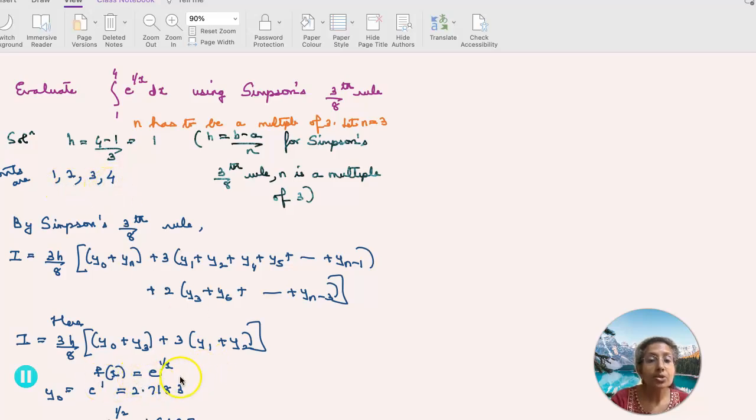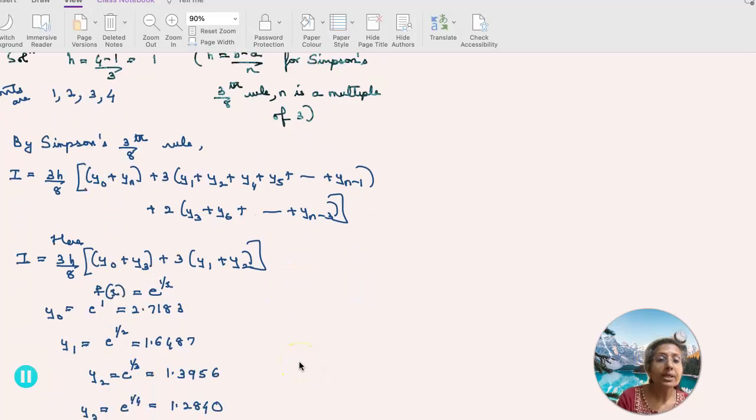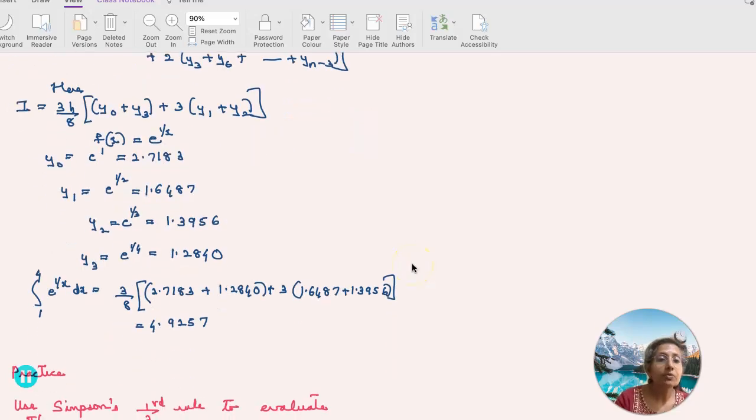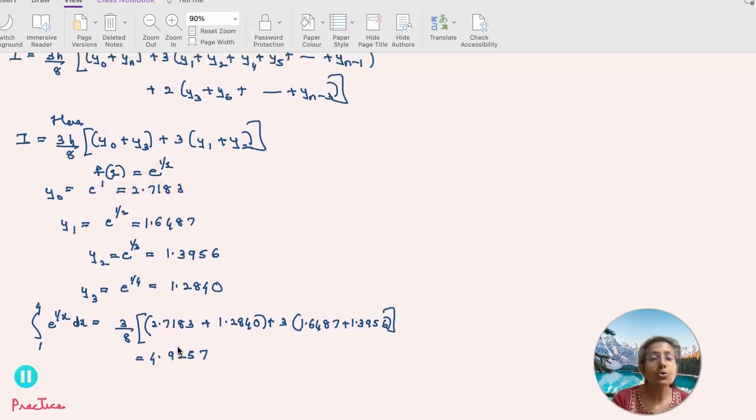And f(x) is e raised to 1 by x, so y0 will be e raised to 1, which is 2.7183. Substituting, we get the values of y1, y2, y3. And substituting, you get the integral from 1 to 4 of e raised to 1 by x dx will be 3 by 8 of, substitute these values, you get 4.9257. So that concludes the first session on numerical integration, where you have learned 3 types of rules: Simpson's 1/3 rule, 3 by 8 rule, and Weddle's rule, and how to use them in problem solving. Thank you.